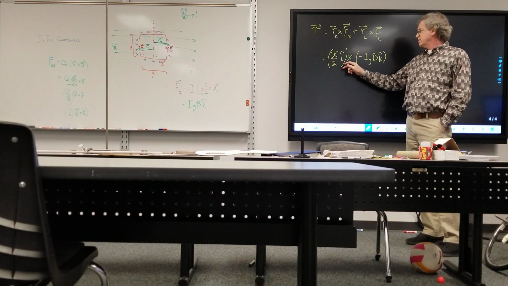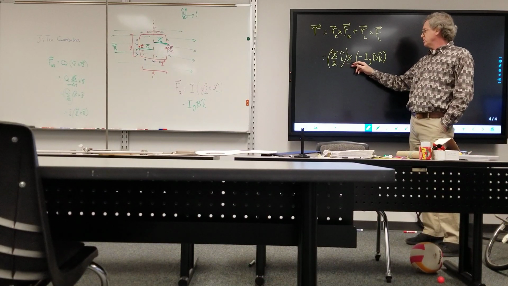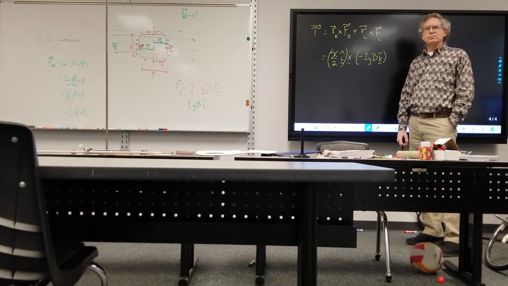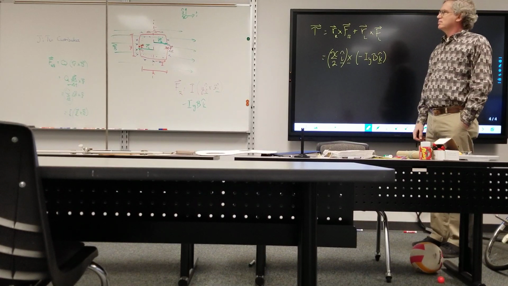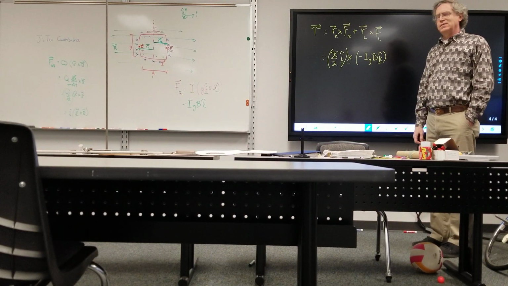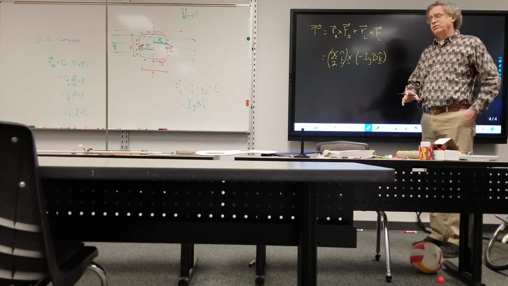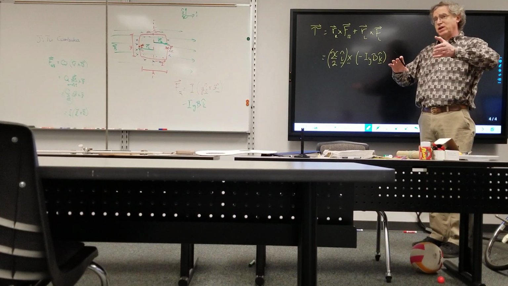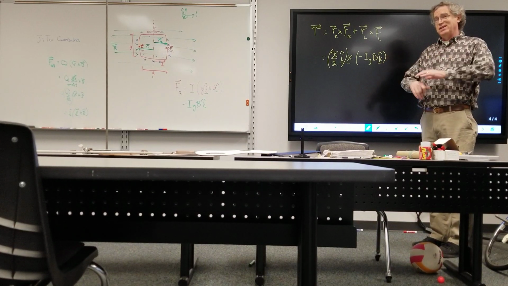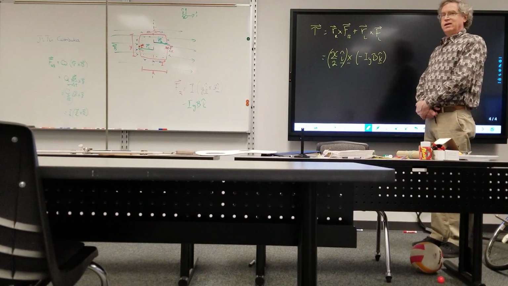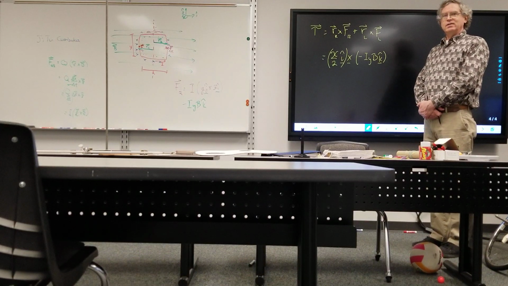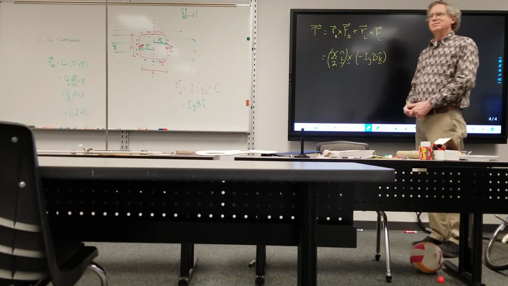So what is i-hat cross k-hat? j-hat. Negative j-hat? You know it's either positive j-hat or negative j-hat, and you're just taking a shot? Well, you said point towards i, go towards k. k is going that way. Yep, negative j-hat. That's what I said.